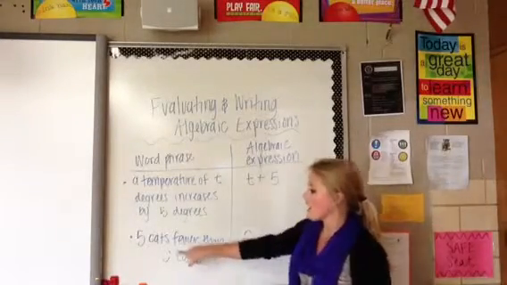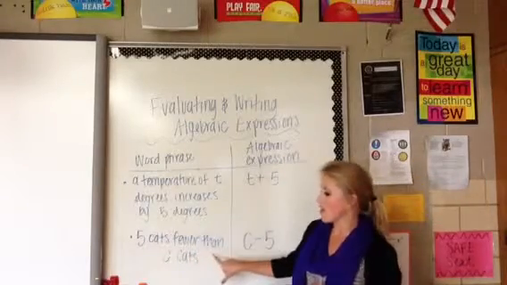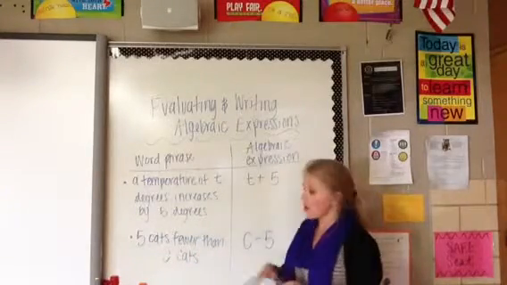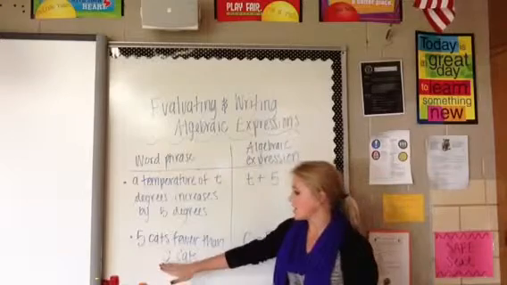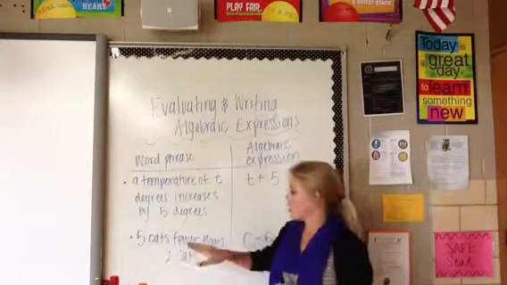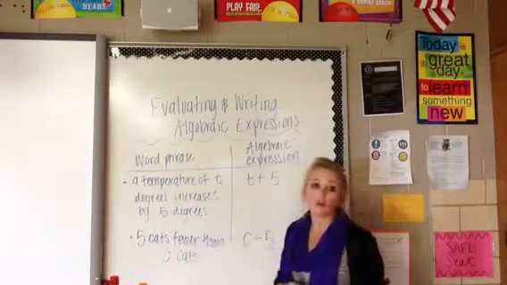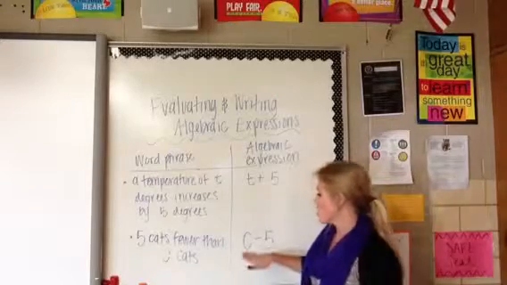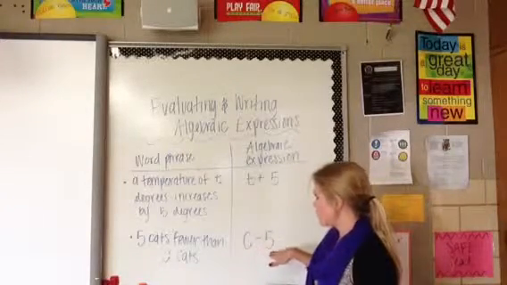Okay, below I have 5 cats fewer than C cats. Okay, I have the number 5 and the variable C. The word fewer tells me it's going to be subtraction. So it's going to be C minus 5.